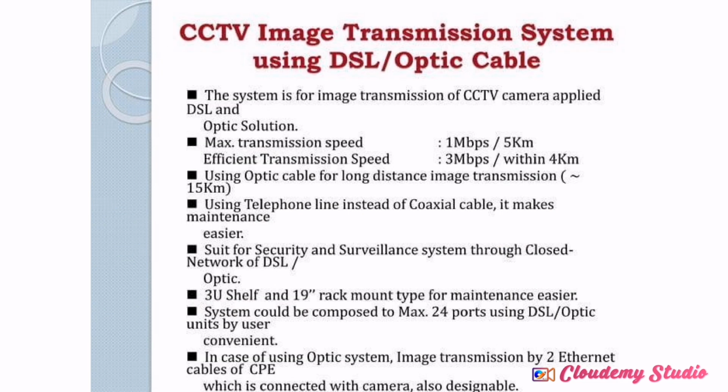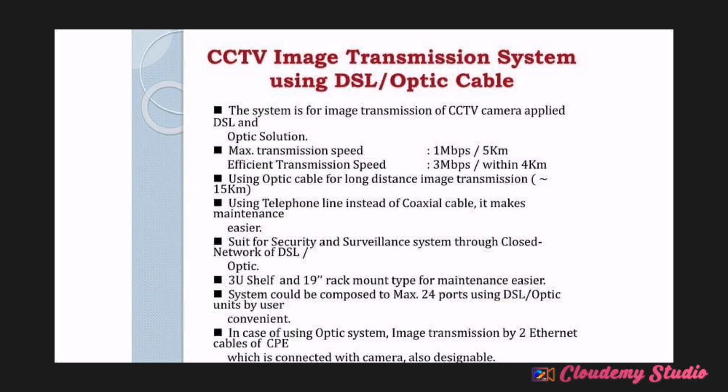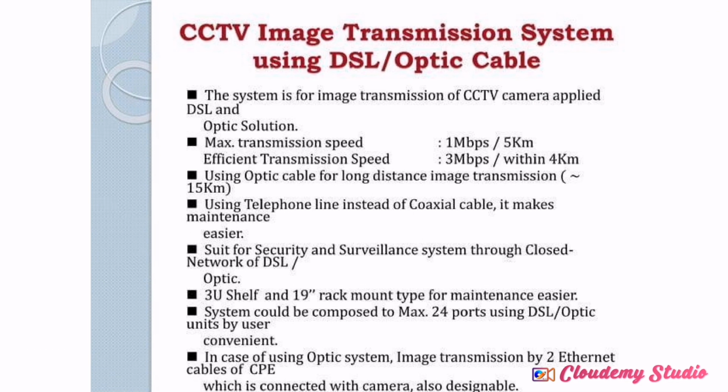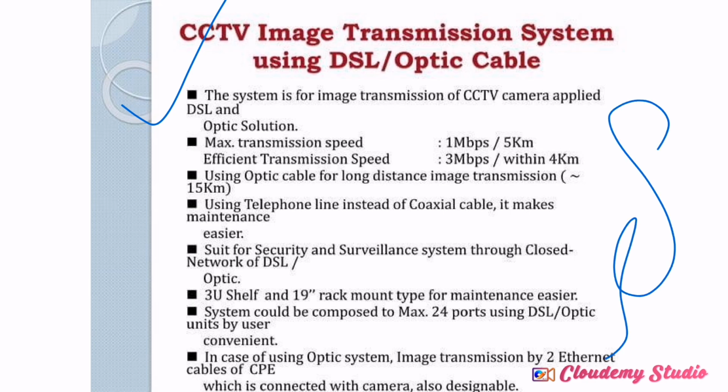So CCTV, sorry, let me try to zoom a bit. CCTV image transmission system using DSL or optic cable. So okay, let me start explaining the points here. So the CCTV is the image transmission of CCTV camera applied with DSL and the optic solution. So in short, before I even explain anything here, what they're trying to say is the maximum or minimum transmission speed of CCTV depends on the type of the cable that you use.